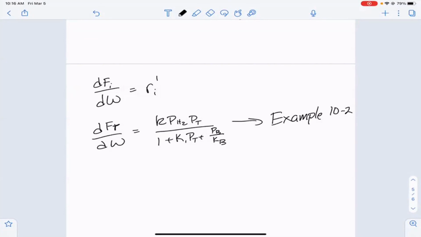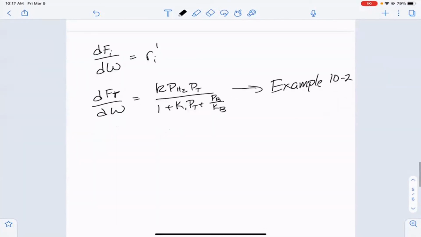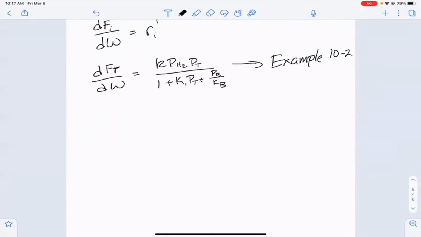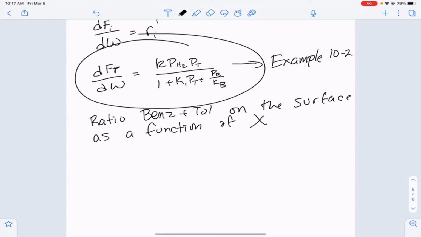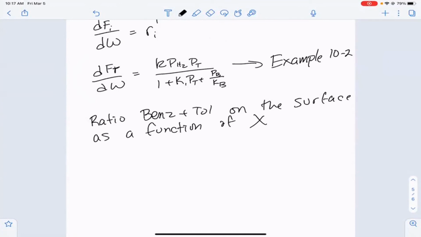The other thing that we could do, other than just solving the problem the way that it is, is look at some other interesting things. Like we could ask questions about the ratio of benzene and toluene on the surface as a function of the conversion. This might be something that we're interested in. And we don't even have to solve this full problem to do that. That's also something to keep in mind as we solve problems: it's not always needed to do the most complicated thing first.